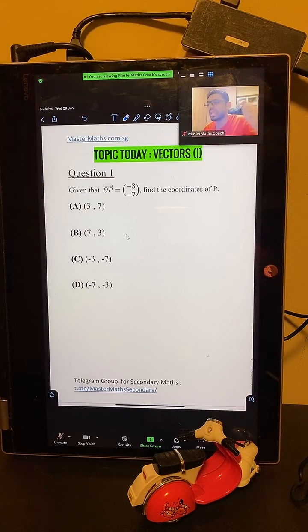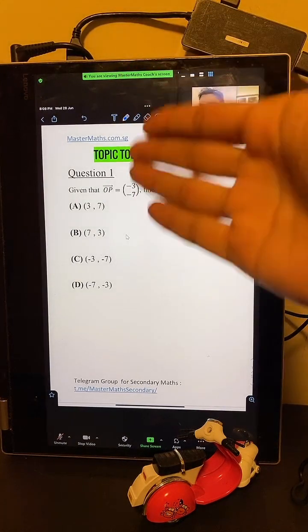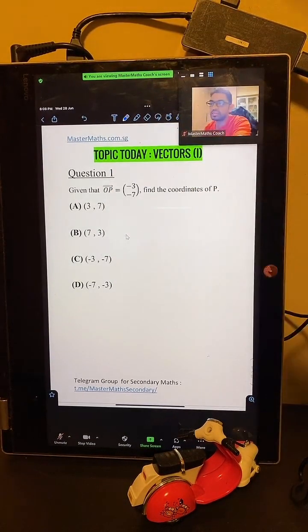Friends, anyways, what's your answer for this? Is it A? Is it B? Is it C? Is it D? Given that the position vector of OP is negative 3 and negative 7, find the actual coordinates of P. Someone says the answer is A.